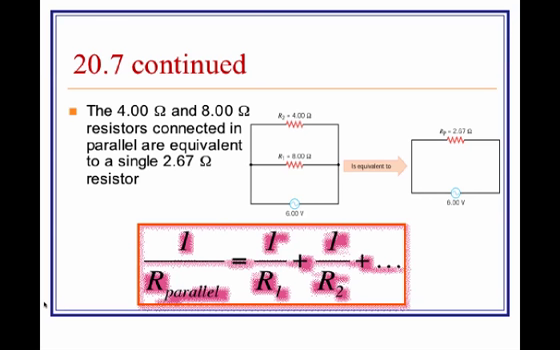So we have 1/4 plus 1/8, which comes out to equal 3/8, and we take the inverse of that to get our answer. So our equivalent resistance here would be 8/3 or 2.67. So that's how you go through and find equivalent resistance in a parallel circuit.